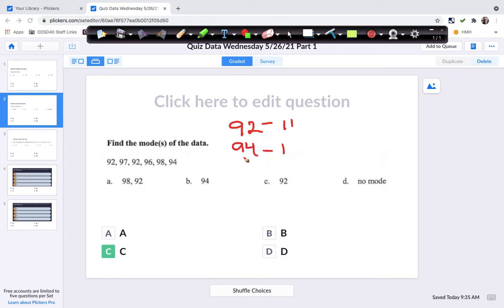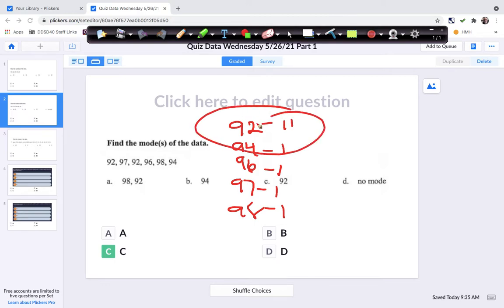A 96, there's only one. A 97, there's only one. And a 98, there's only one. So 1, 2, 3, 4, 5, 6. I've counted all of them, and this was the only one that was more than one. But what's important is not that there was 2 of them, but there was more than all of the rest. So it is the winner. So that is why it's C, 92.